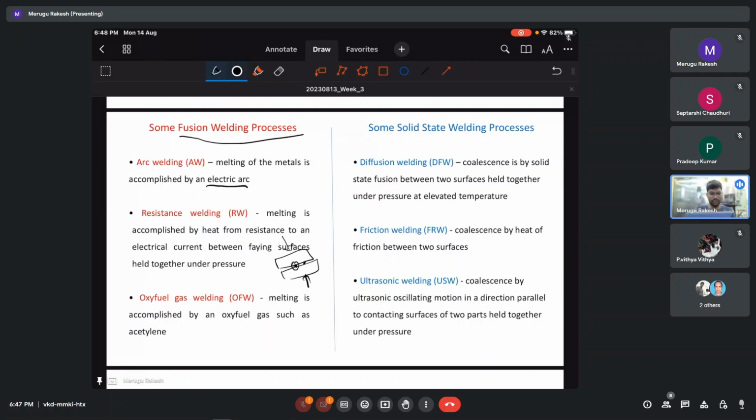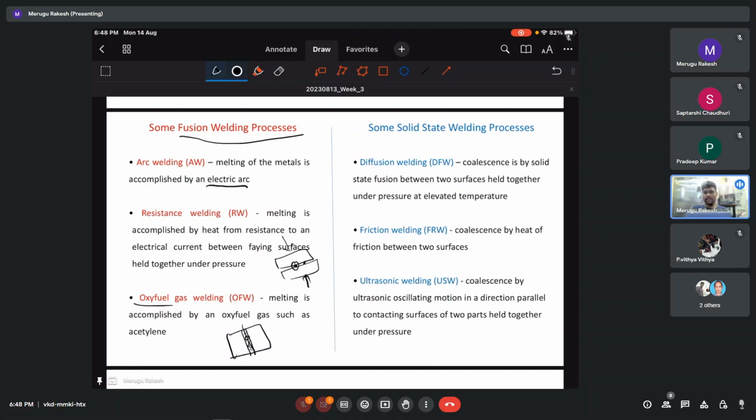Then finally is oxy-fuel gas welding, in which we use a torch, such as an acetylene torch, to melt the two joints. So this is a simple lap joint. We just melt the center portion, and as we go further, the weld pool will move, and then it will create the bonding between the plates. So that is oxy gas welding.